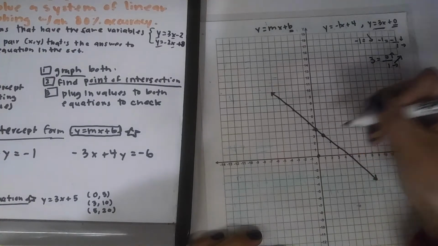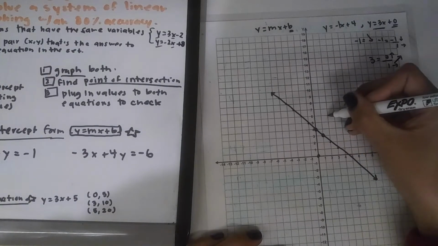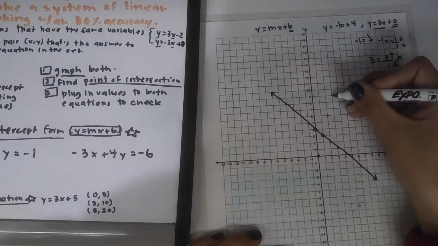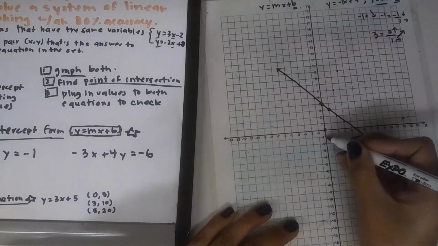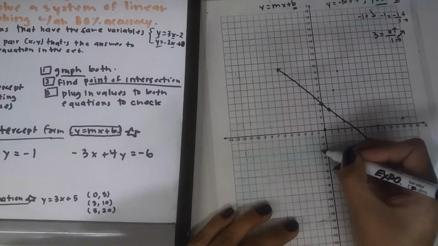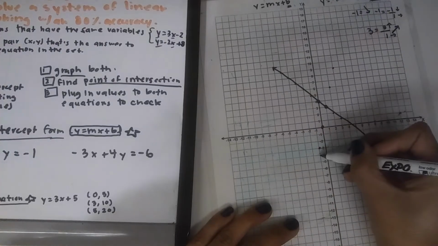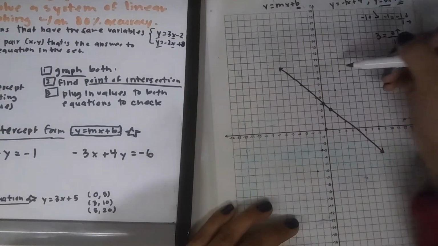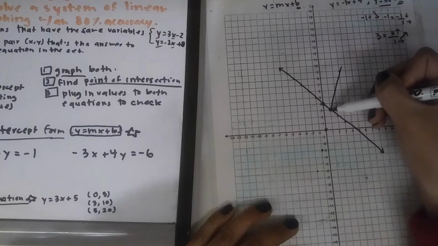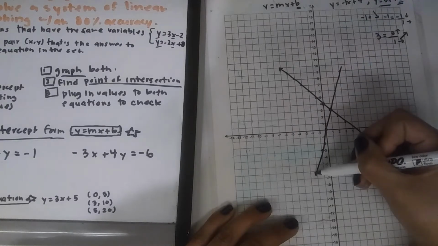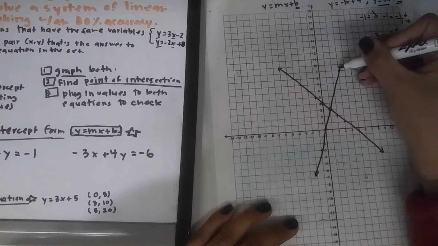I already see something. 1, 2, 3, 1 over. 1, 2, 3, 1 over. And if I want to go this way, I have to go 3 down, 1, 2, 3, and then 1 to the left to make it positive. So then, see, I don't even have to graph any further, because once I hit this, I see that that's where they cross.